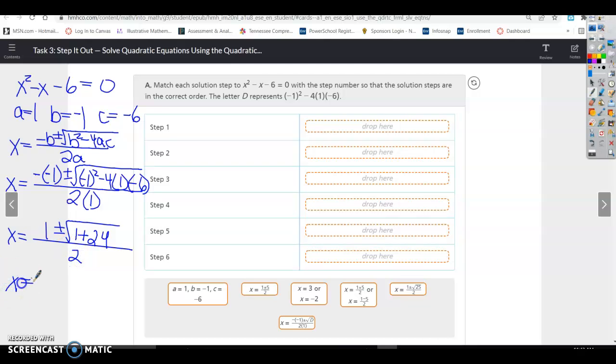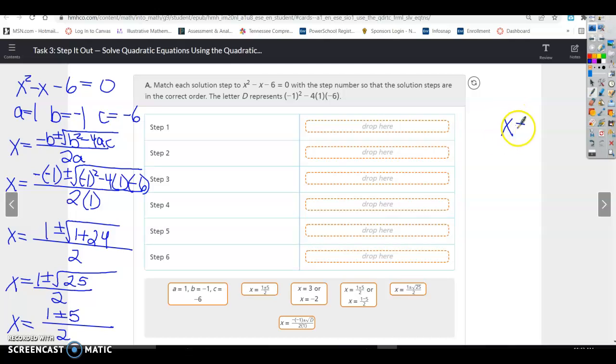So now I can see that under the radical, the discriminant, 1 plus 24 is 25, over 2. And then I can say 1 plus or minus the square root of 25, which is 5. It's a perfect square. 5 times 5 is 25, so I know the square root is 5. And then that's divided by 2. Now, this plus or minus means I have two solutions. I'm going to come over here to finish.